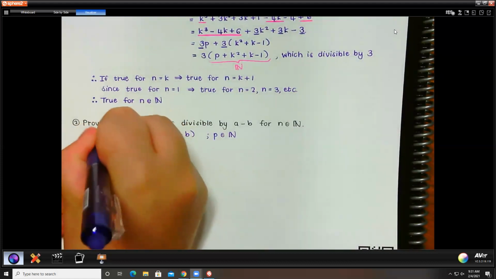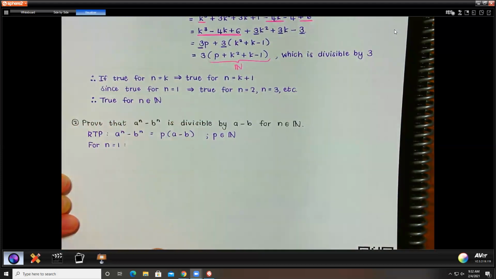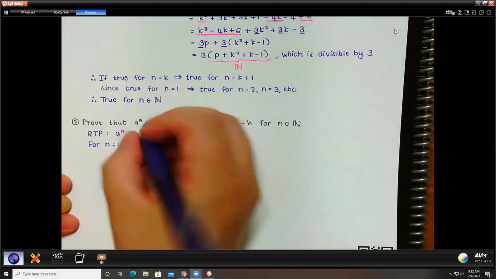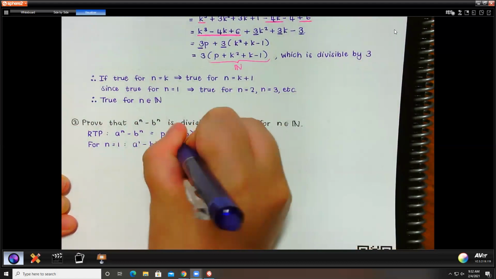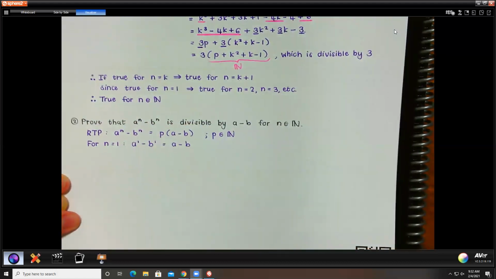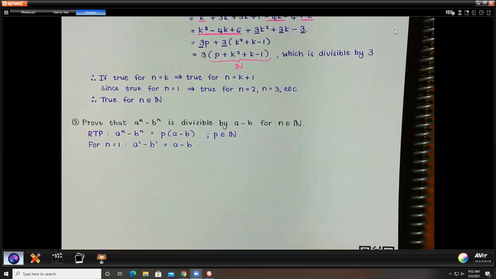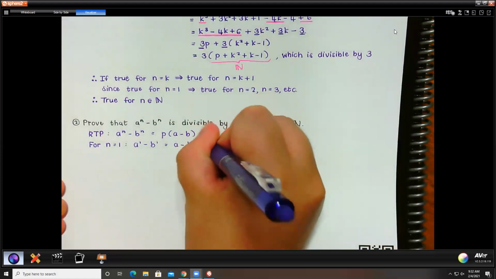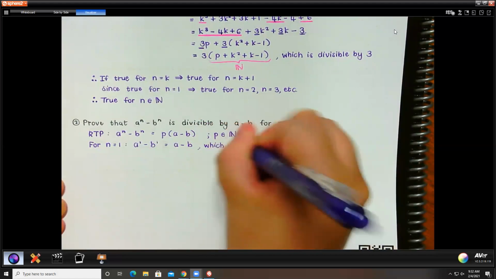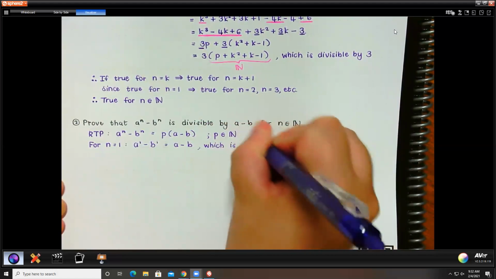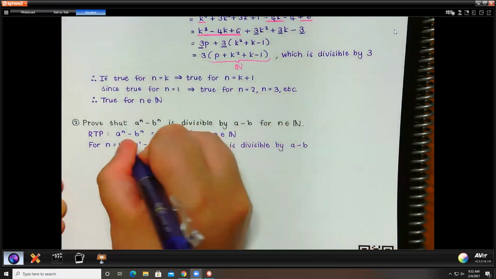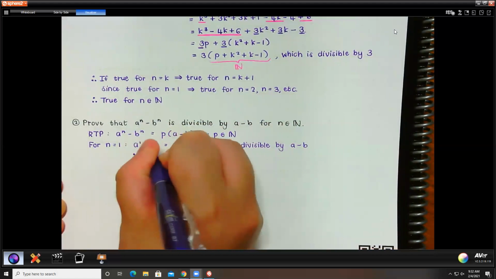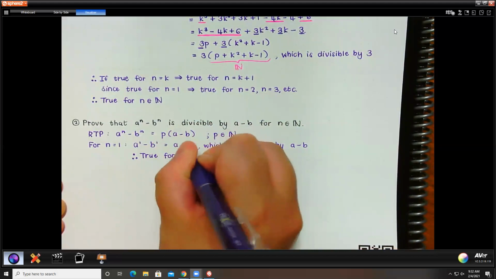Okay, that's what we're trying to prove. Next step, for n equals 1. This expression: a to the 1 minus b to the 1 is equal to a minus b, which very obviously is divisible by a minus b. What's a minus b divided by a minus b? Anything divided by itself is just 1. So there we go, which is divisible by a minus b. Therefore, true for n equals 1.